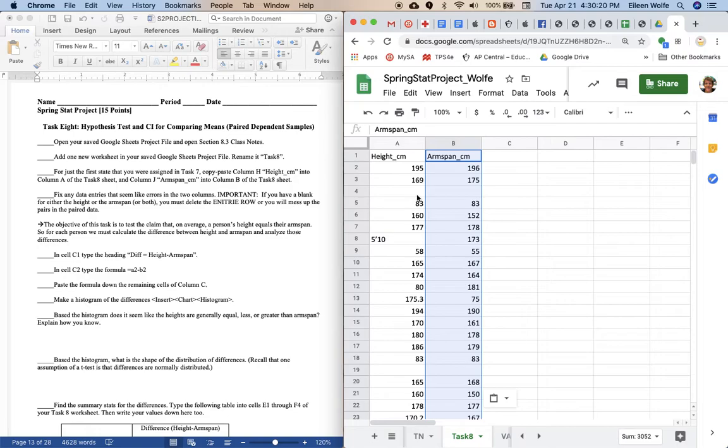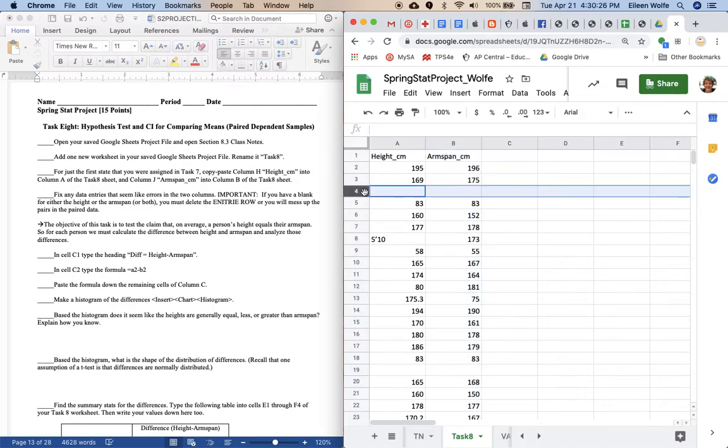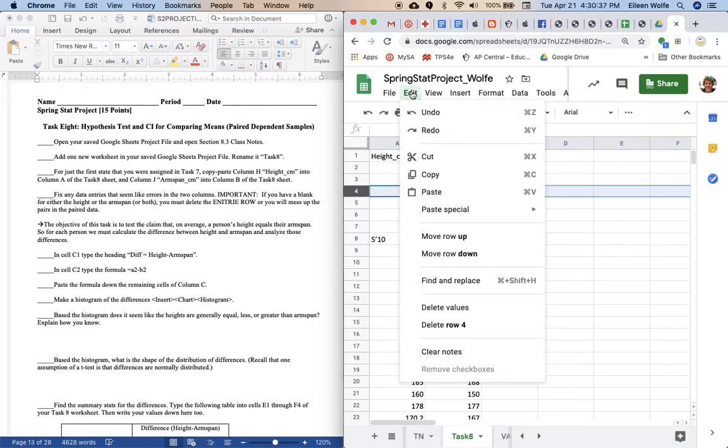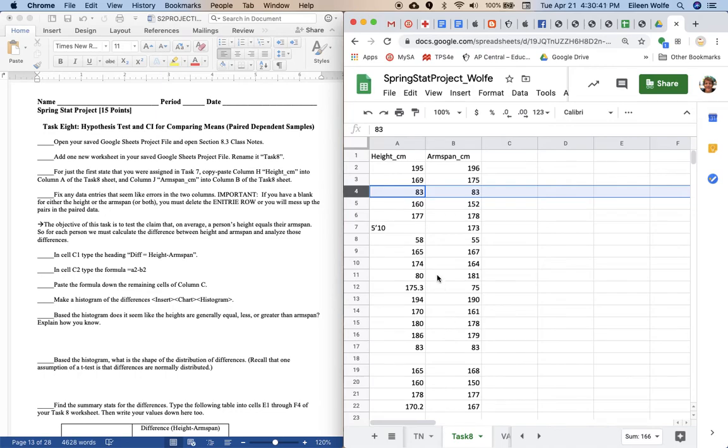Now I'm up to the fix any errors or blanks that I see. So I noticed that whoever took the survey right here in row 4, this is for me anyway, they didn't answer either the height or arm span. So I'm going to delete this row. I clicked on the number 4 and I'm just going to, on the edit drop down, delete row 4.